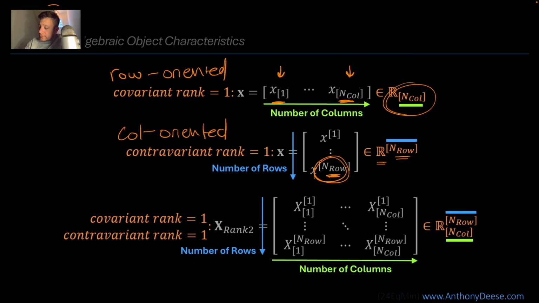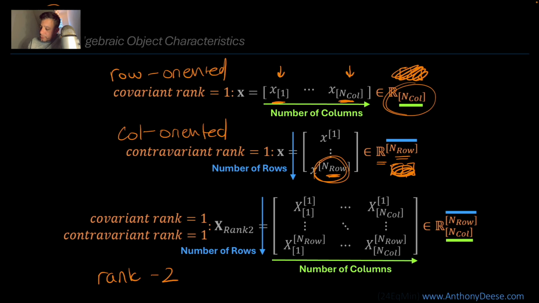Now, if you wanted to, you could include a bracketed 1 to indicate that there's only one row. Here you could include a bracketed subscript 1 that indicates there's only one column, but we really don't need these. All right, now let's take a look at a rank 2 object.